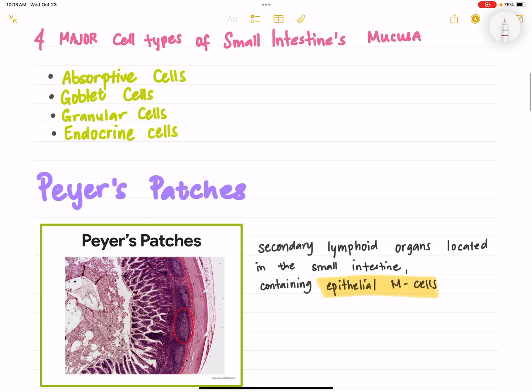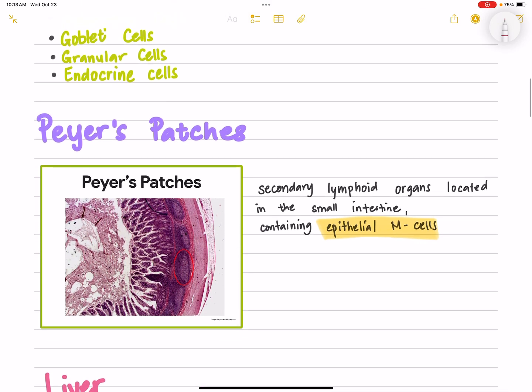And we have here the Peyer's patches. Ang Peyer's patches, secondary lymphoid organs na siya located in the small intestine. It contains epithelial M cells. Okay? So, lymphatic nodules na siya that help protect the intestinal tract from harmful pathogens. Numerous in ileum. Ang mga Peyer's patches, ang red.